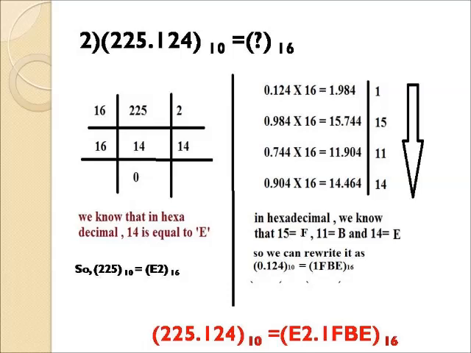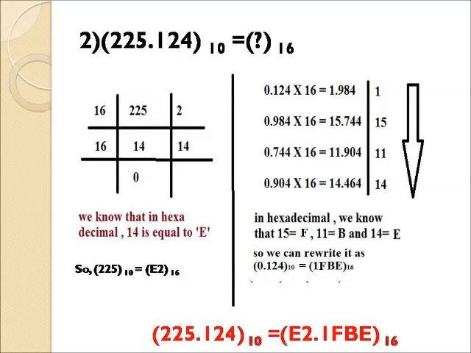Here you can see that I am dividing 225 by 16. We are getting 14 as the result and 2 as the remainder. We cannot divide 14 by 16, so we are writing 14 as it is. In hexadecimal, 14 is equal to E. So we can write 225 of the decimal is equal to E2 of the hexadecimal.